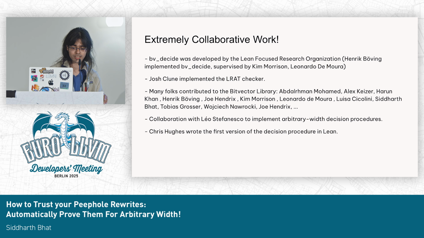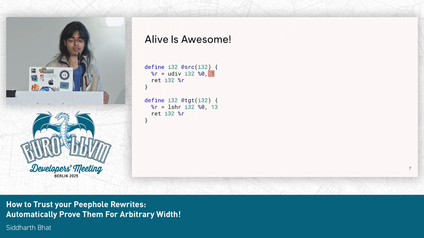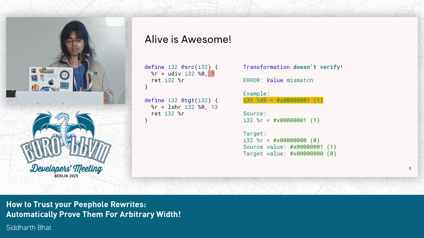And Alive basically says the transformation seems to be correct, because it is true that these two programs always give the same output for the same input. The "seems" is interesting, but we'll come back to that later. But you can generally trust Alive. Now if I change the program and change the division to be division by 1, Alive says, hey, this transformation doesn't verify, and here's a precise counterexample: the source program produces the output 1 for the input 1, and the target program produces the output 0. So this rewrite is not sound. This is not a correct rewrite.